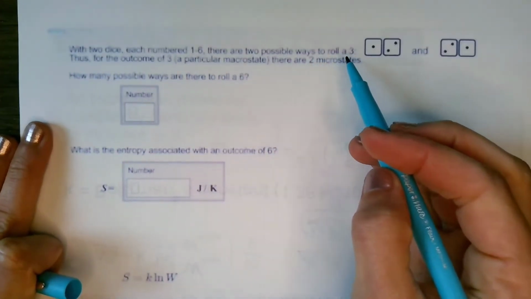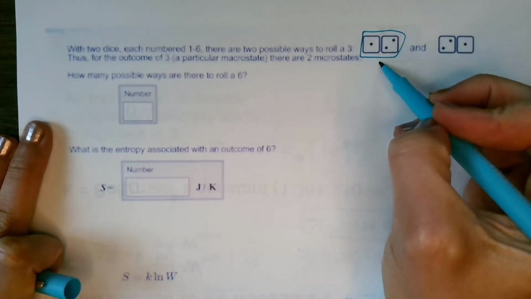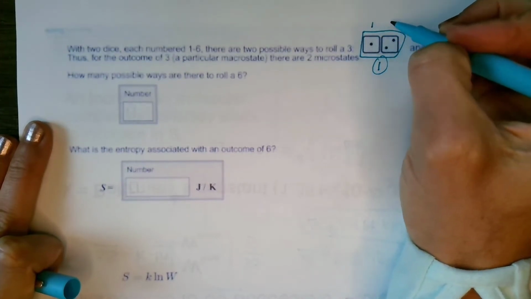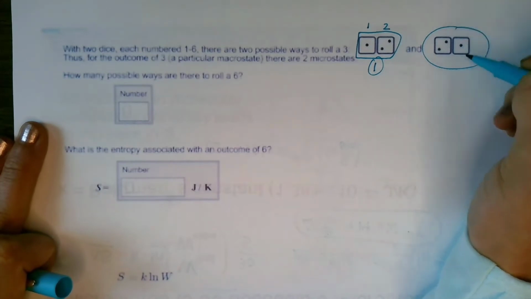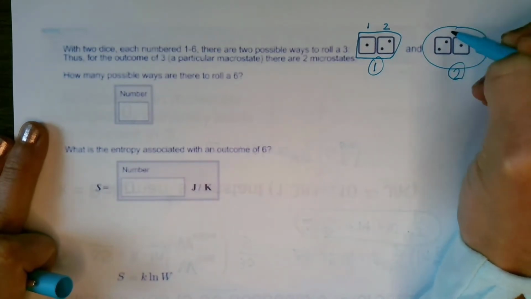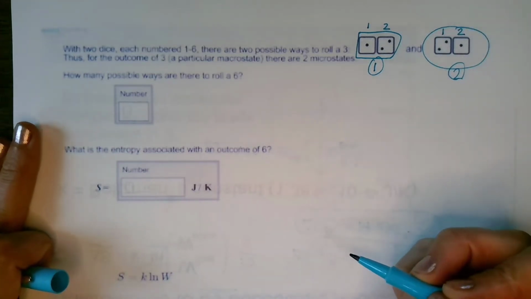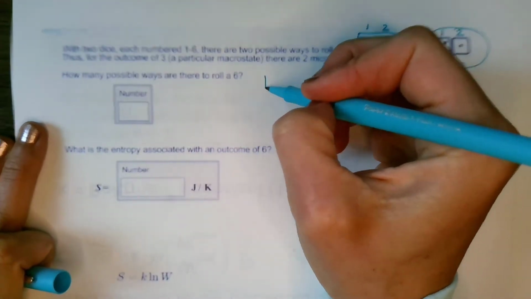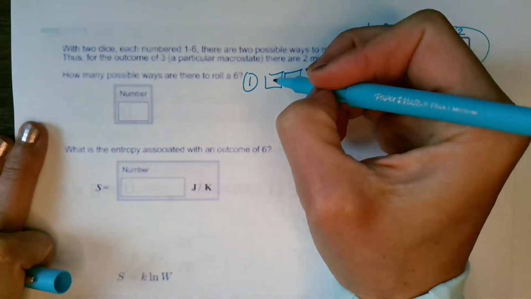Let's look at a sample problem. With 2 dice, each numbered 1 through 6, there are 2 possible ways to roll a 3. A 1 and a 2, this is one way, where dice number 1 says a 1 and dice number 2 says 2. And then here's the second way, where on the first dice you roll a 2 and on the second dice you roll a 1. So how many possible ways are there to roll a 6?